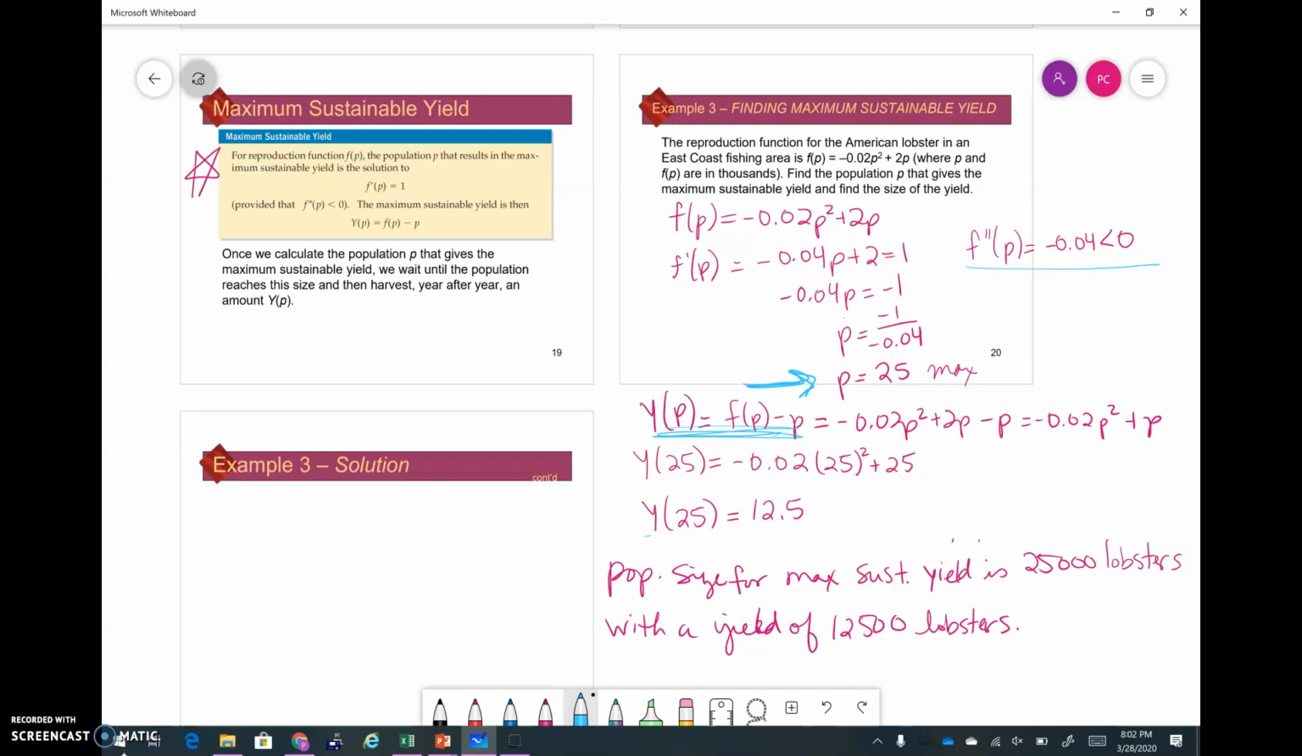If we plug that all in, y of 25 gives us 12.5, which means once the population hits 25,000 lobsters, we can pull out a yield of 12,500 lobsters, which would take it back to where we started and start the process over again. If you have any questions, let me know. That's the end of 3.5.